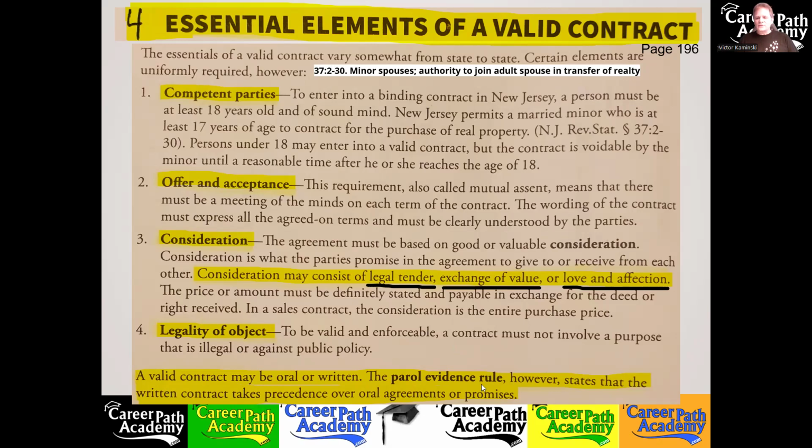So the parole evidence rule states that the written contract would take precedence over oral agreements or promises. If somebody claims they had a verbal one and someone else has it in writing, the judge will kick out the verbal one in favor of the one in writing. It only makes sense because you have evidence. Thus, the name parole evidence rule has to deal with having it in writing.